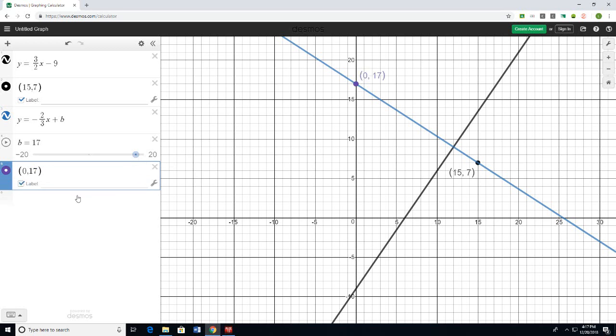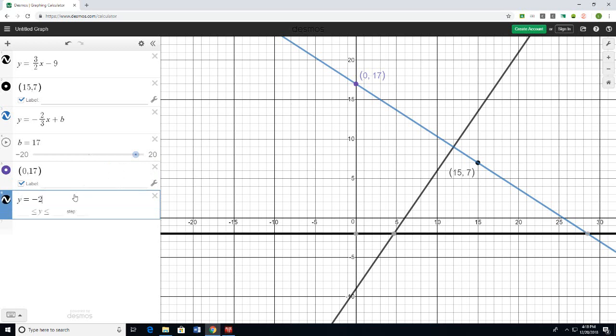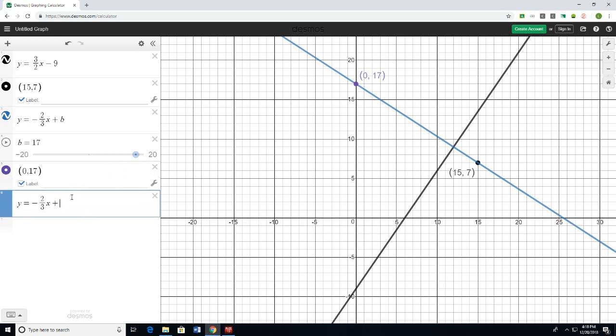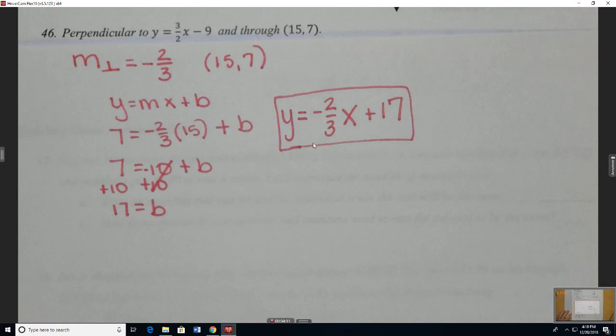Right there. Okay, so if we were to graph the line y equals -2/3 x plus 17, notice now that this line that we just wrote is the line perpendicular to y equals 3/2x minus 9 and passing through the point (15, 7). Okay, and that's why we have the line perpendicular to this equation passing through this point as the equation -2/3 x plus 17.